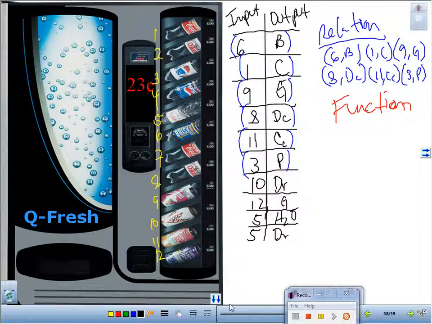Who's that's happened to you before? When you put money in the machine, it gives you the wrong one? Okay, focus please.